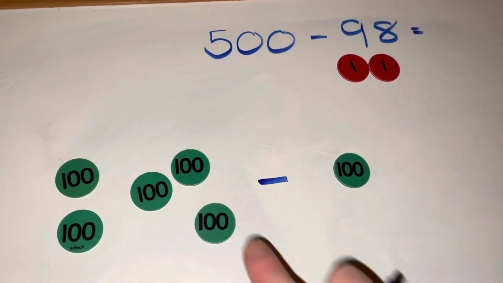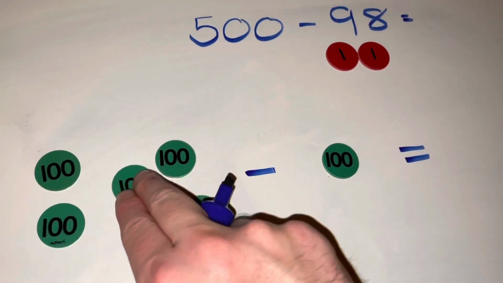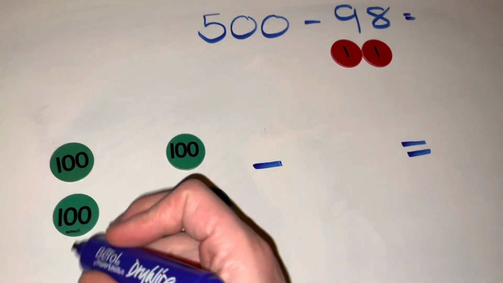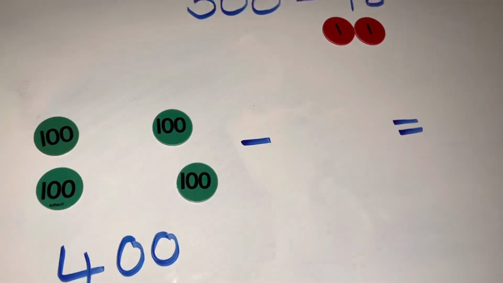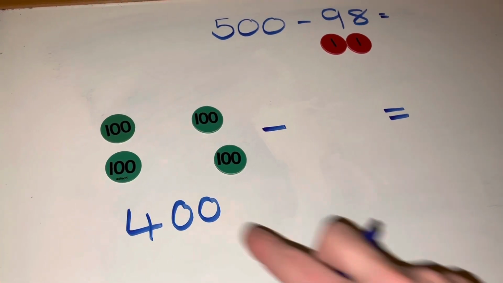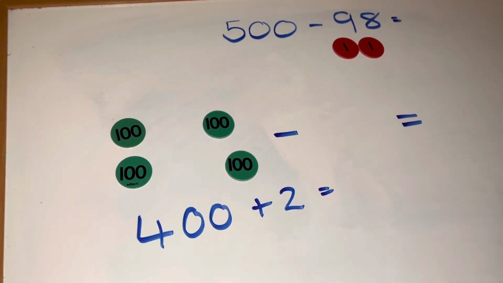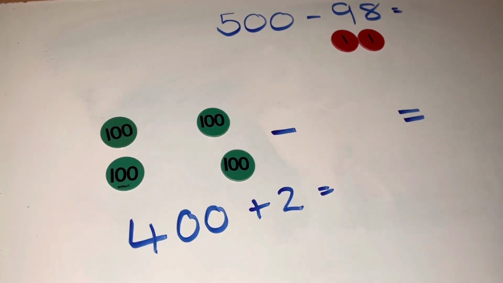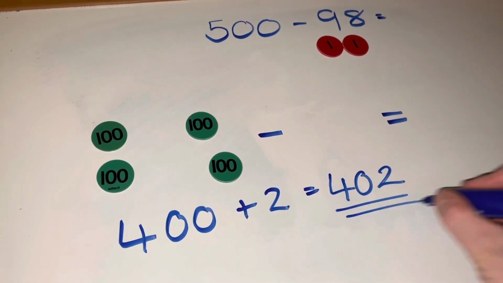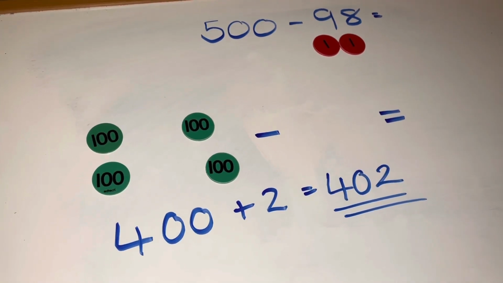So I've now got 500 take away 100. That leaves me with 400 here. Now, that's not the answer because at the start I made the gap 2 closer. So what I need to do at the end is add 2 to bring the gap out to what it was to start with. 400 add 2 is 402. So the answer to 500 take away 98 is 402.